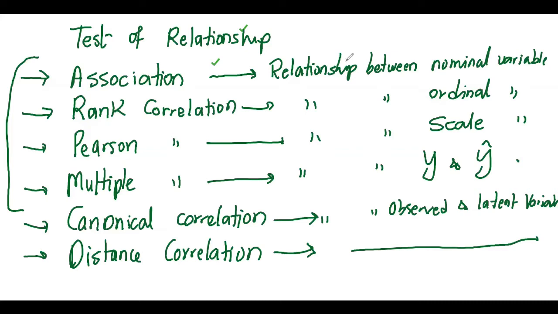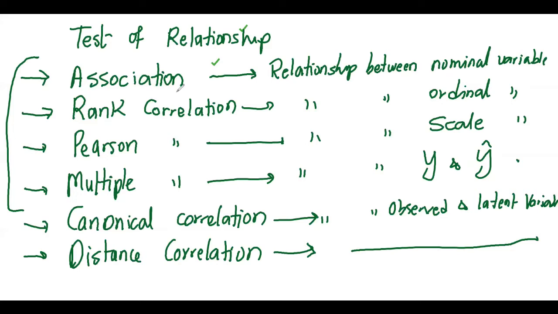So we will cover the relationship between nominal variables, ordinal variables, scale variables, and the actual value of the variable and the predicted value of the variable. This predicted value comes from the regression model, so we will cover this in the regression analysis. Today we are going to analyze the first part, and tomorrow I will analyze the second, third and fourth, and canonical and distance in some other workshop.